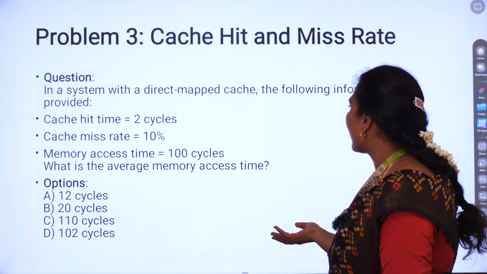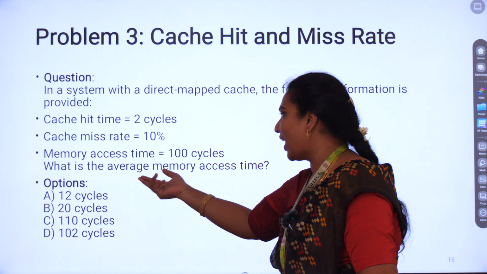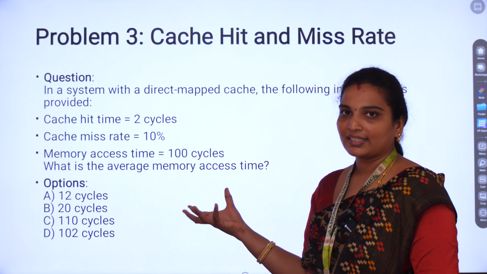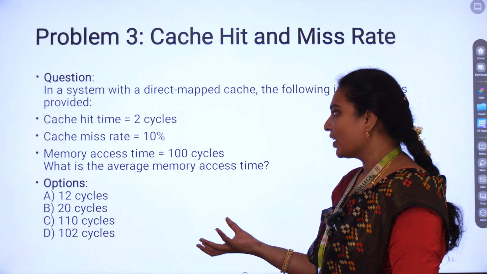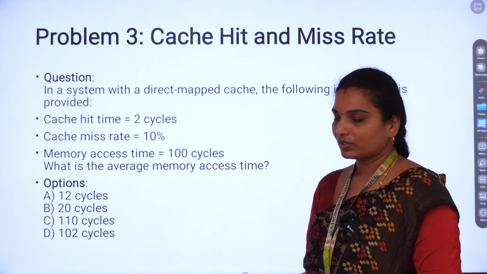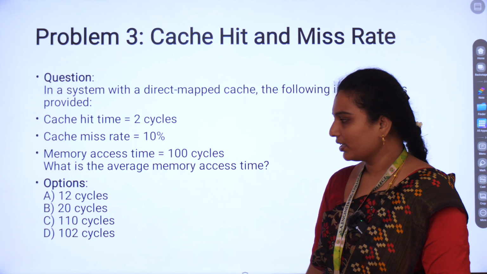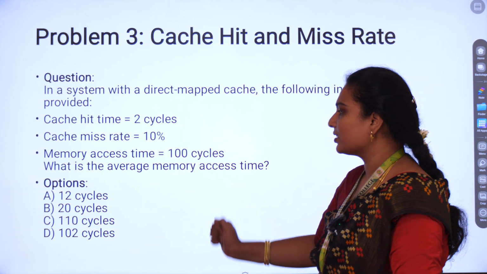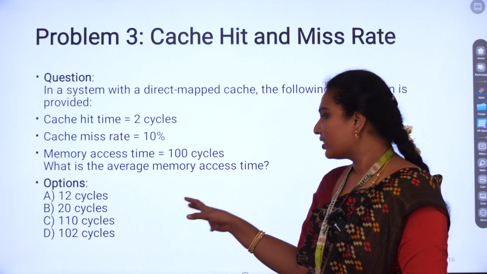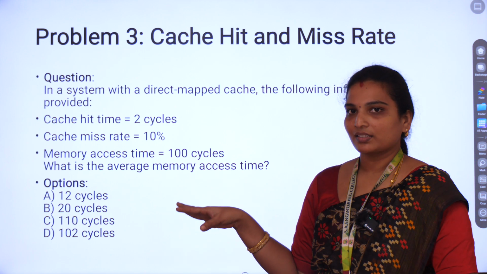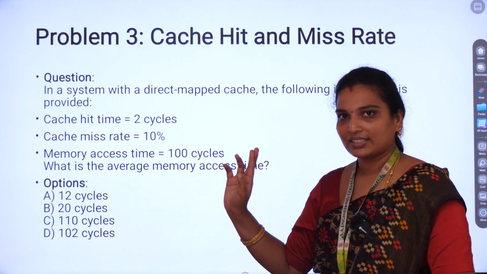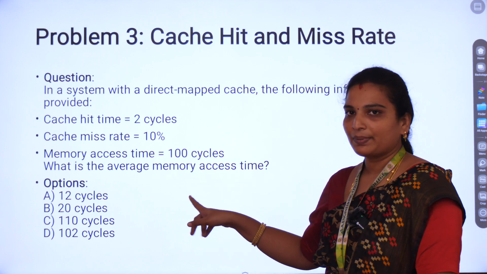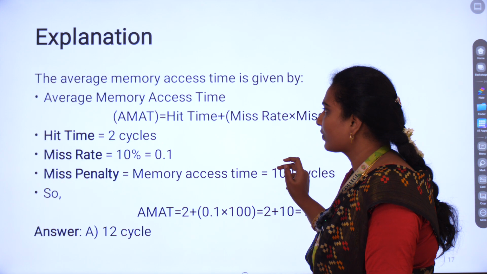What we have to find in this problem is the average memory access time. How long will it take to access the data? The options listed here are 12 cycles, 20 cycles, 110 cycles, and 1 or 2 cycles. The unit mentioned will be cycles or nanoseconds; cycles is mentioned as cycles and nanosecond is mentioned as ns. We'll see the explanation for this problem.